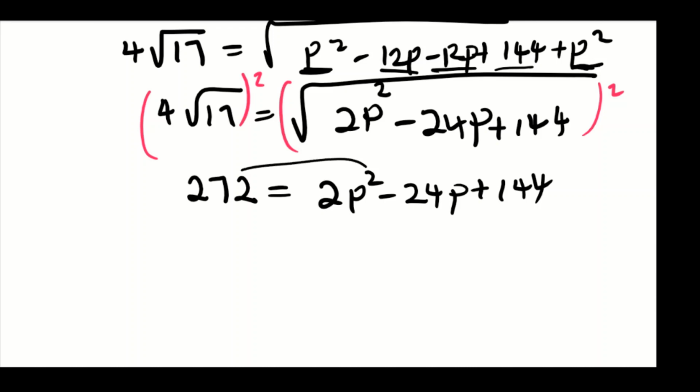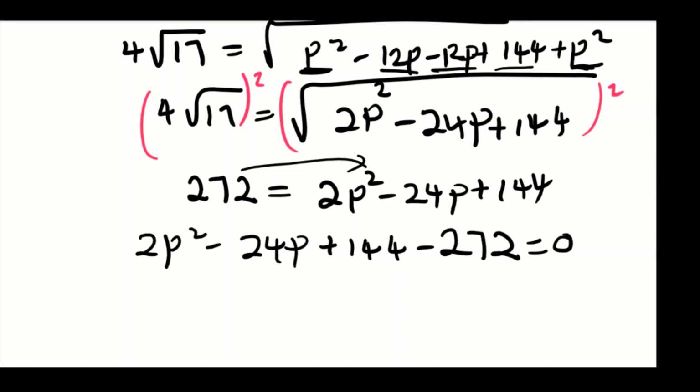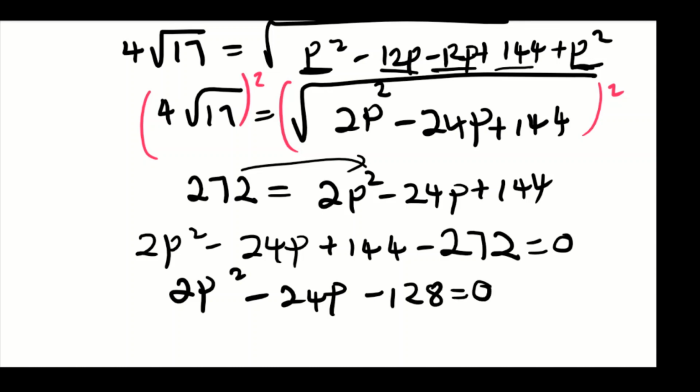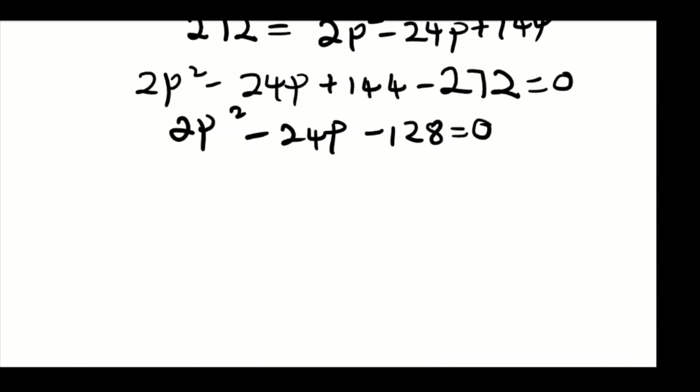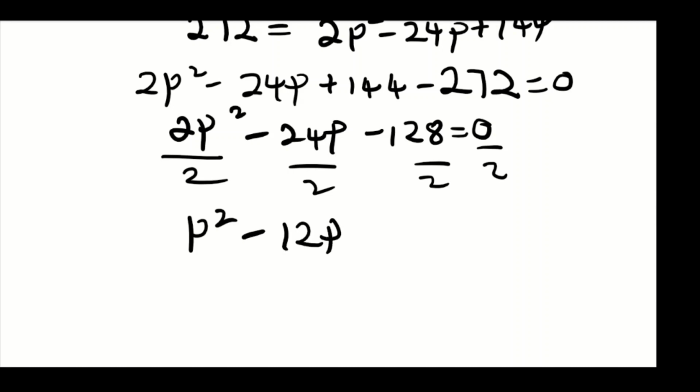So you're going to transpose this to the other side. You have 2p squared minus 24p plus 144 minus 272 equals 0. If you punch it into your calculator, 144 minus 272 gives minus 128, equals 0. And you can divide all sides by 2. Our p squared is minus 12p, and then here 128 divided by 2, you're going to get 64. Right?